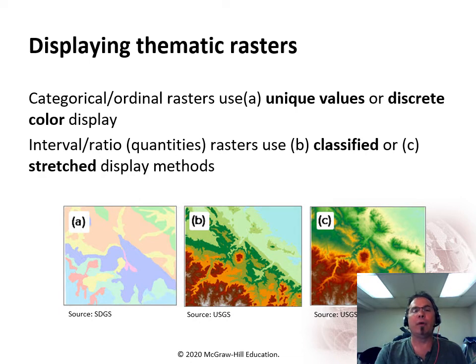B and C are both quantities rasters. However, you can use B and C. B is a classified raster, like I mentioned in the previous slide, and C is a stretched raster, which gives it that appearance of smoothness. By default, when you bring in a raster, it's typically stretched, unless it's a discrete raster. The program is very smart in understanding what kind of data is being brought in, and usually, not always, will pick the scheme you need for it.